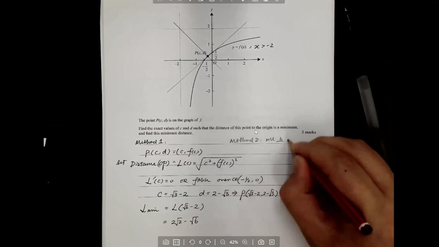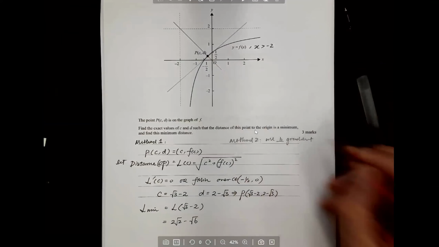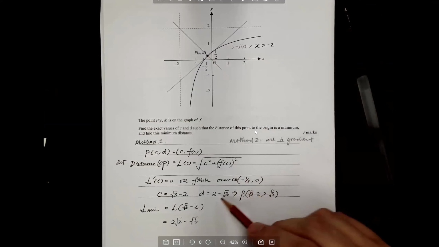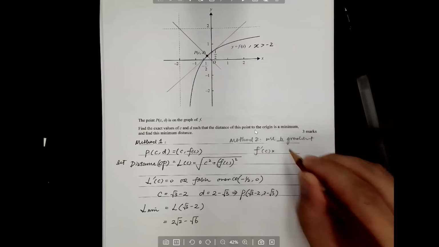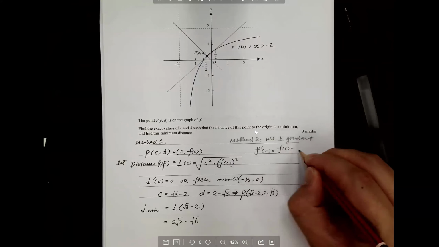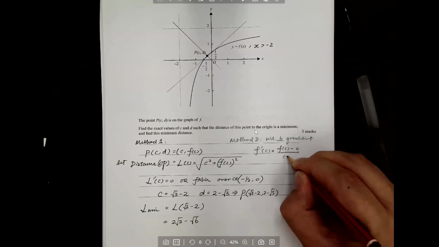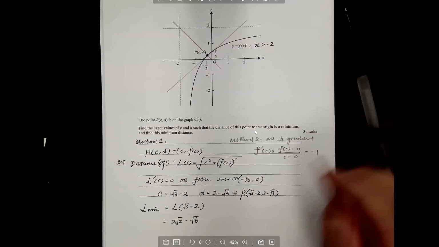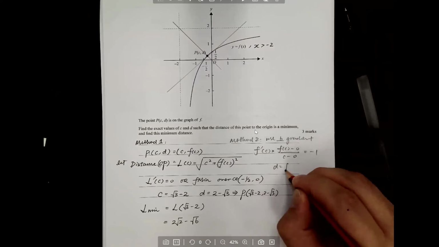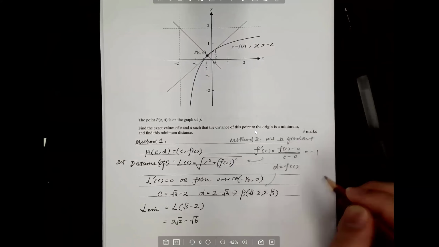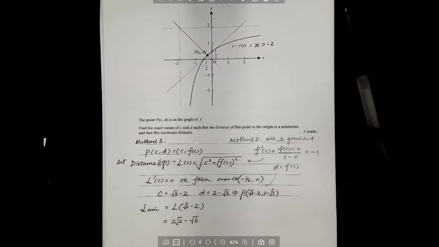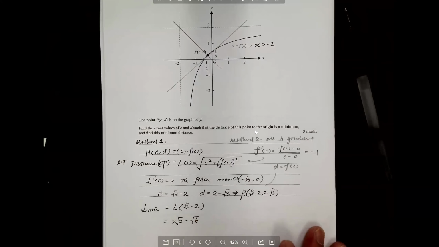Use perpendicular gradient. But then you still need to find the d value, and then find the shortest distance, etc. Say, for example, f dash c times (f c minus 0) divided by (c minus 0) equals minus 1, something along this line. And then d equals f of c. You get that, and then solve to find that, and then still find the distance using Pythagoras, okay? Anyway, so that's all I need to say for this question part.